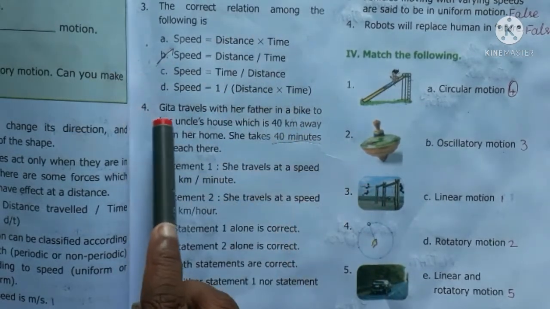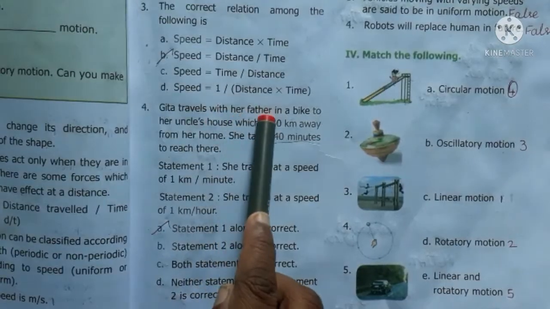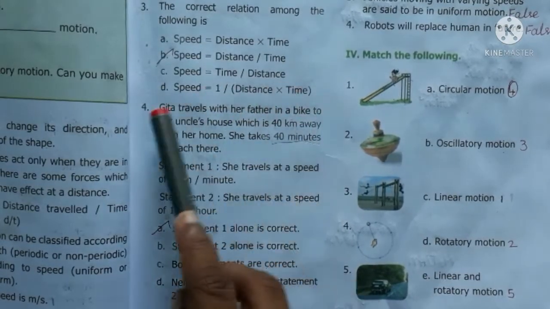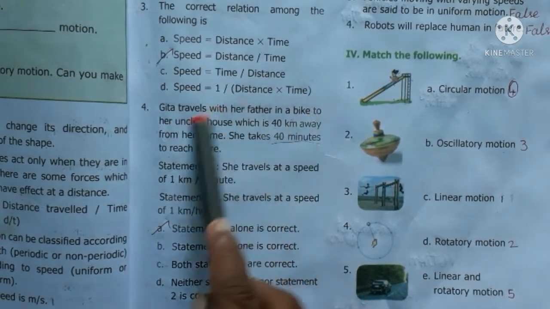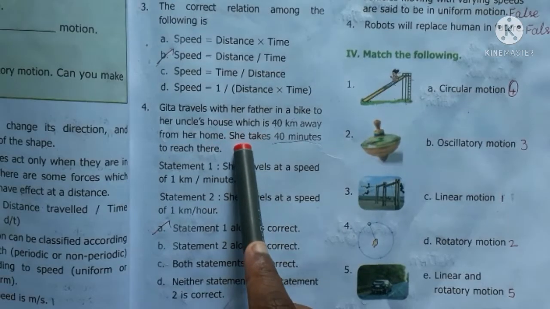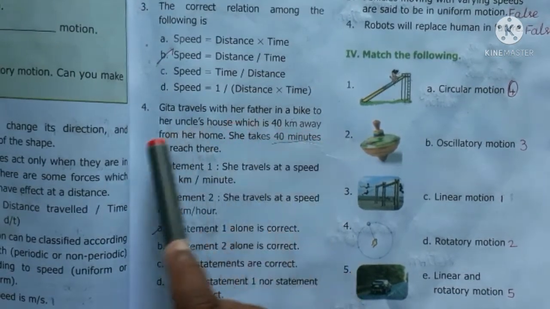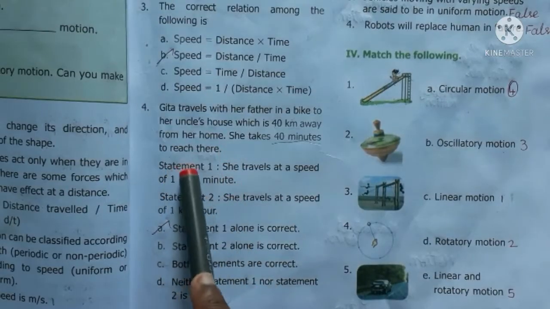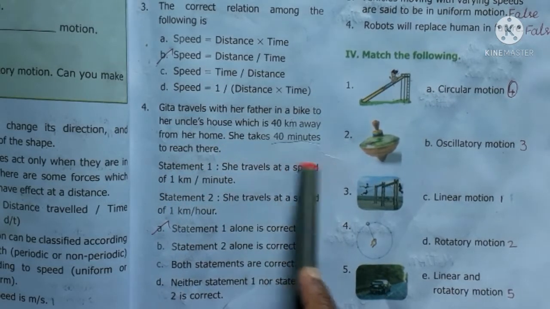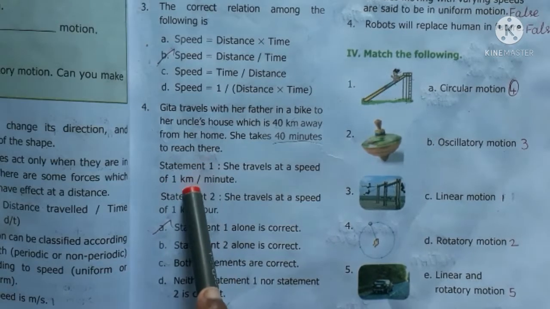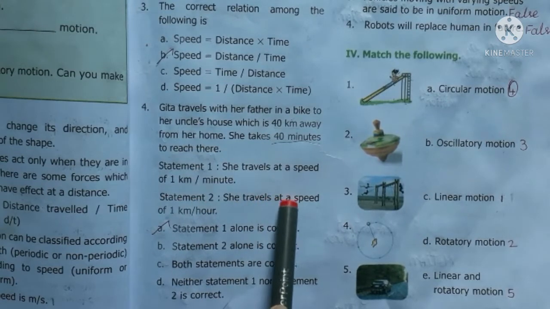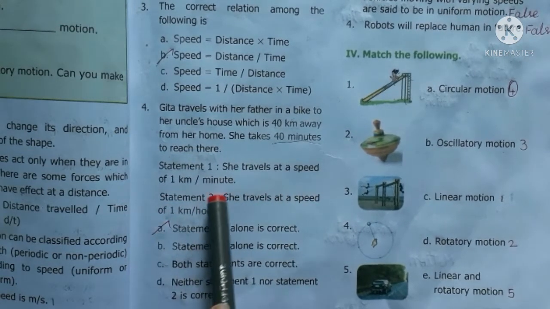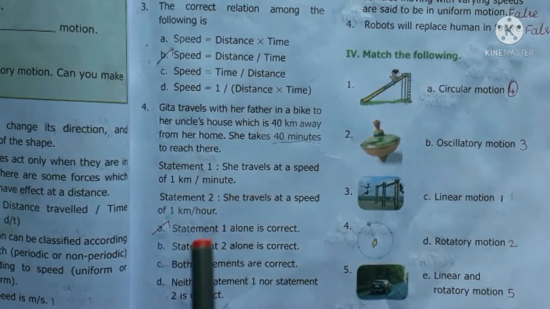Fourth question, Gita travels with her father in a bike to her uncle's house, which is 40 km away from her house. She takes 40 minutes to reach there. Statement 1, she travels at a speed of 1 km per minute. Statement 2, she travels at a speed of 1 km per hour. The answer is statement 1 alone is correct.